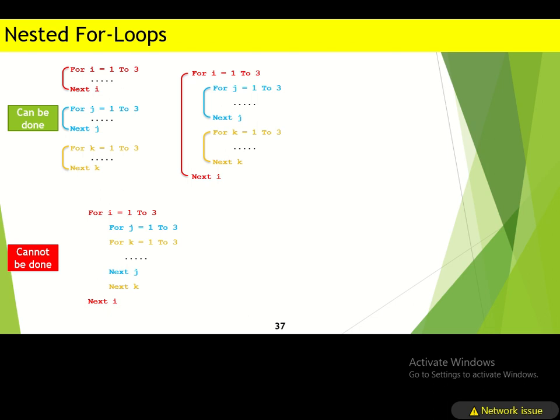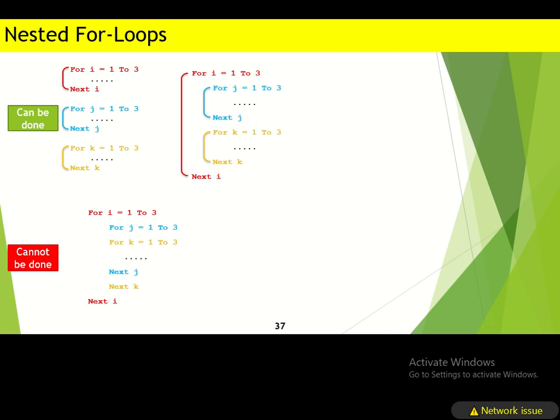What's the rule? The loop which is the most inside one should end first. Which one should end first here? K. K is the most inside one, right? So k should end first, and then j, and then i. Got it? So it goes in reverse order when you are closing.